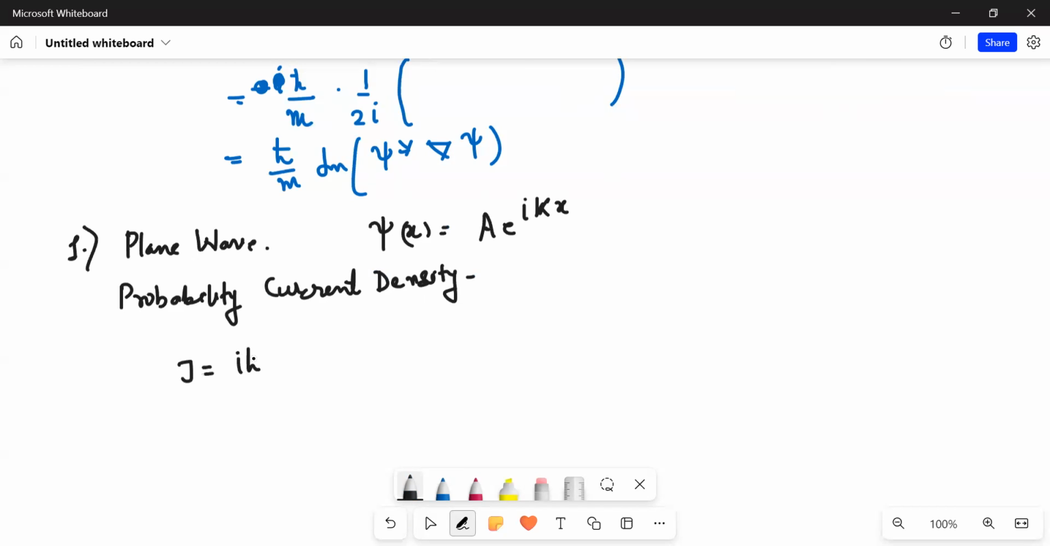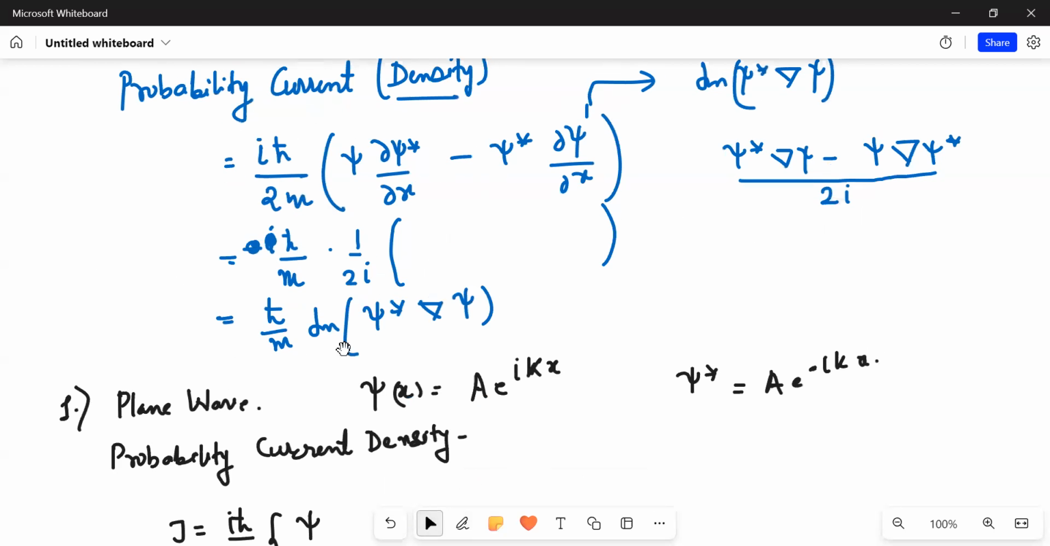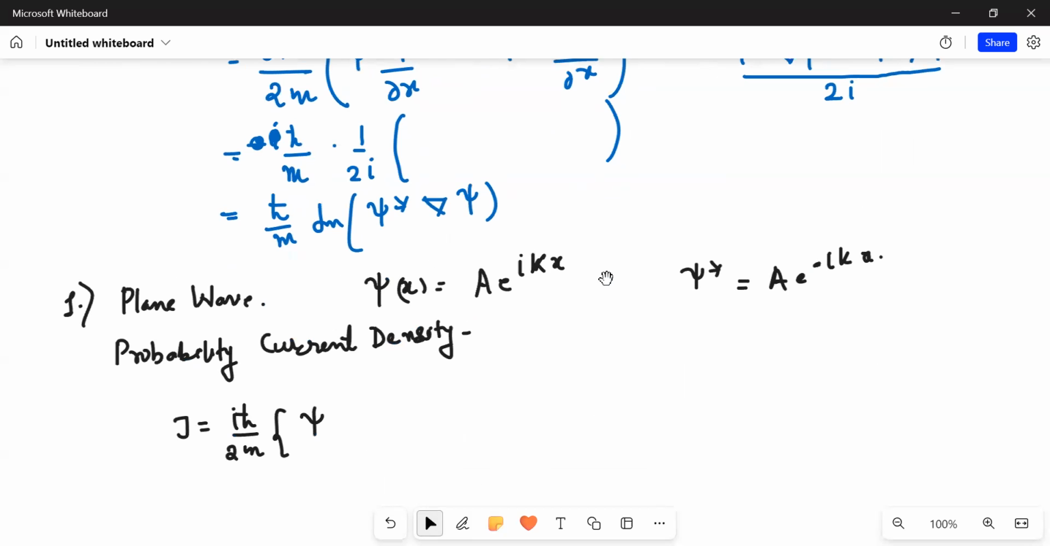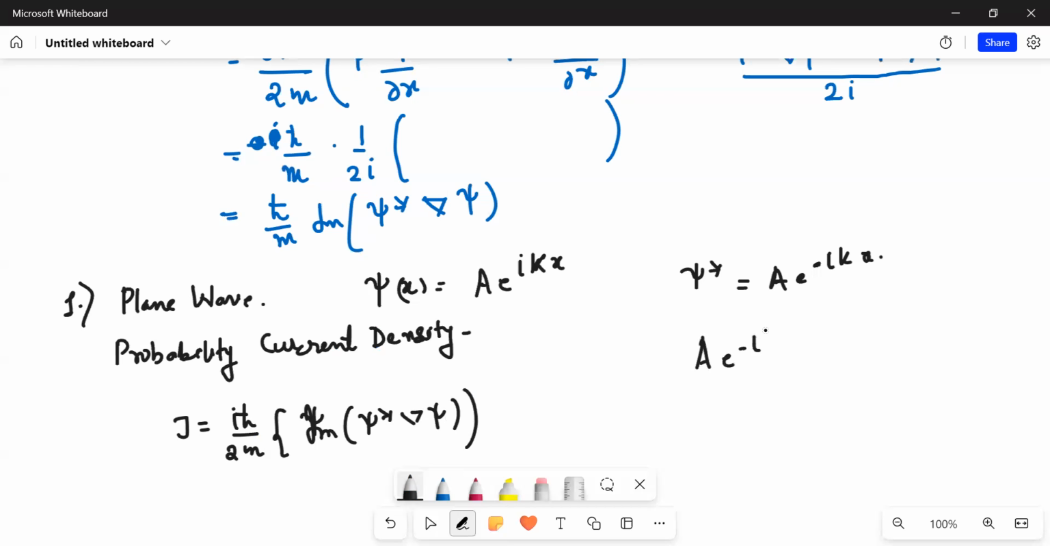So J is equal to iħ upon 2m times psi, and the derivative of its conjugate. The conjugate is A* e^(-ikx). Either you do it this way or any other way, but I'll use this, which seems to be a more compact form. I'll write the imaginary part of psi star times del by del x of psi. Psi star is A* e^(-ikx), and the derivative of psi is ik A e^(ikx). So this is equal to ik times modulus of A squared.